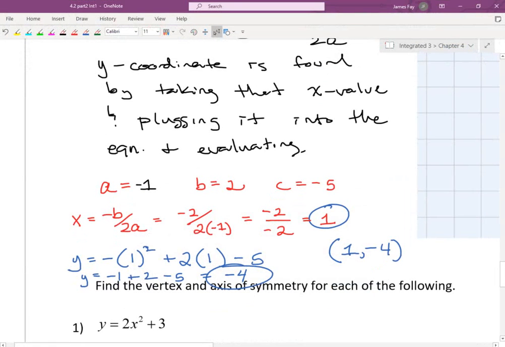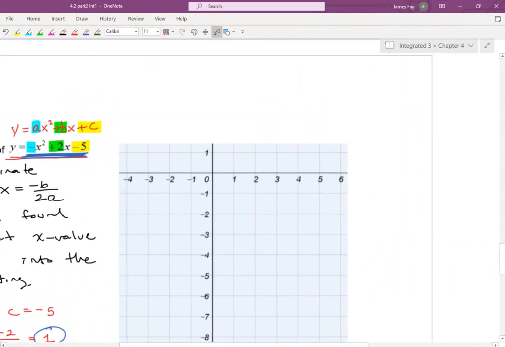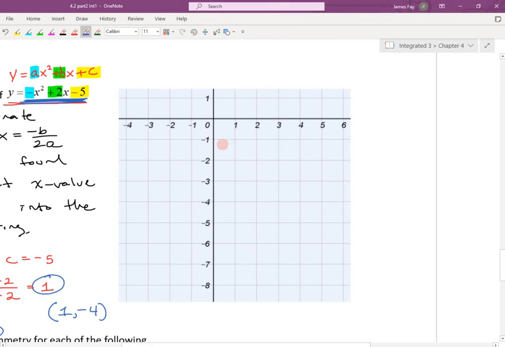All right. So we're going to plot that point, 1, negative 4, right there. Okay. Now, where is the axis of symmetry going to be? Yep. So it's a vertical line that always passes through the vertex. So that is x equals 1.